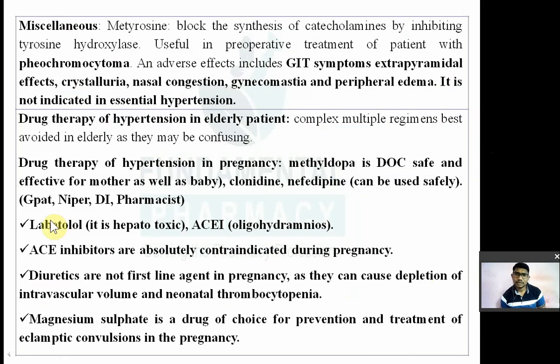Among miscellaneous drugs comes metyrosine. It blocks the synthesis of catecholamine by inhibiting tyrosine hydroxylase. Tyrosine is converted to dihydroxyphenylalanine by the enzyme tyrosine hydroxylase. Metyrosine blocks this step and prevents the synthesis of catecholamine. It is useful in the pre-operative treatment of patients with pheochromocytoma.